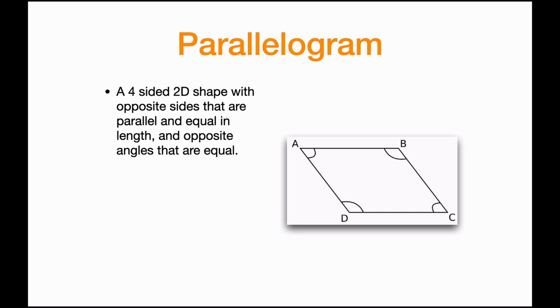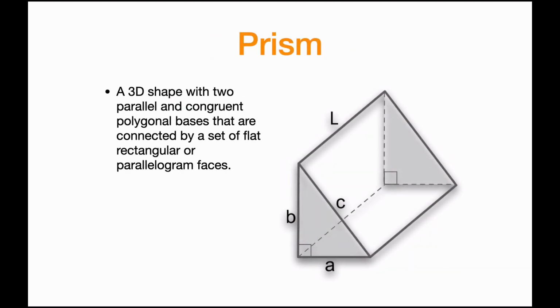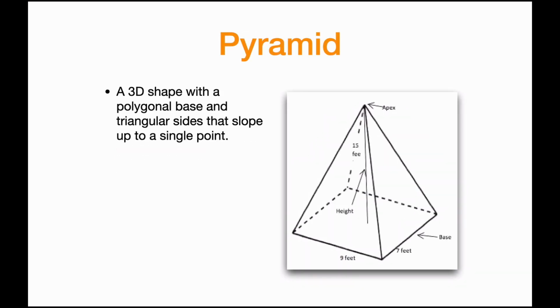Parallelogram. A 4-sided 2D shape with opposite sides that are parallel and equal in length, and opposite angles that are equal. Pentagon. A 2D shape with 5 sides of equal length and 5 angles of 108 degrees each. Prism. A 3D shape with 2 parallel and congruent polygonal bases that are connected by a set of flat rectangular or parallelogram faces. Pyramid. A 3D shape with a polygonal base and triangular sides that slope up to a single point.